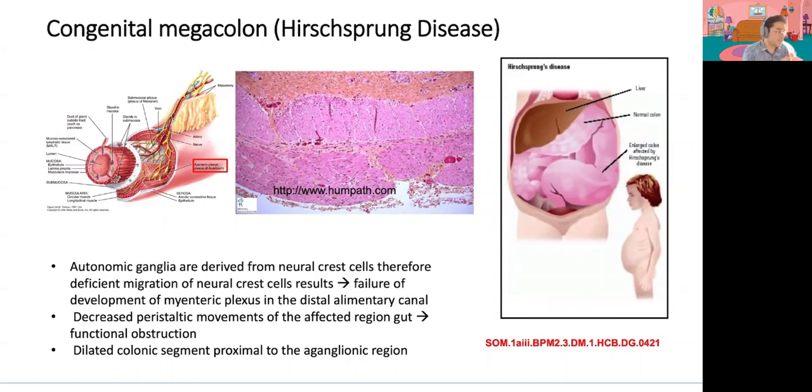Smaller, okay? I'm going to emphasize that. People keep missing that point, but make sure you guys know that it's the smaller component that's messed up. What are the people basically missing? It's the myenteric plexus in the distal alimentary canal, right?